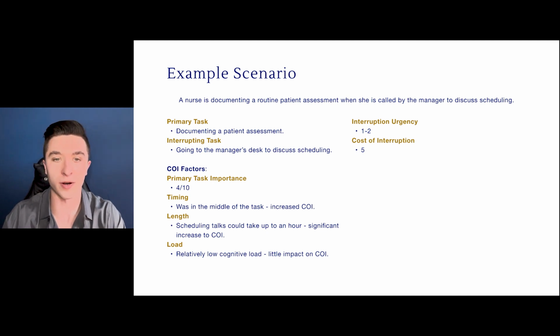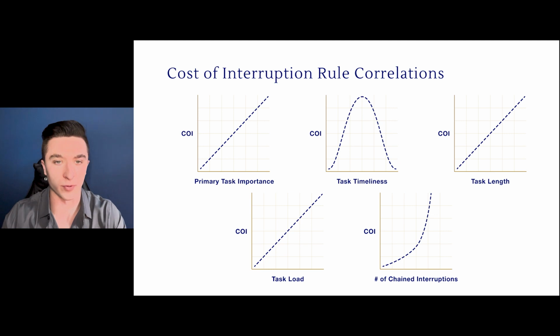So the importance of the primary task and the 4 rules of interruption cost can be most easily understood by thinking about them in these charts. As seen here, the primary task importance can have a positive relationship with the cost of interruption. The more urgent the primary task, the higher the consequences of interrupting it. Then we have the rule of interruption timing, and that can be thought of as kind of a bell curve.